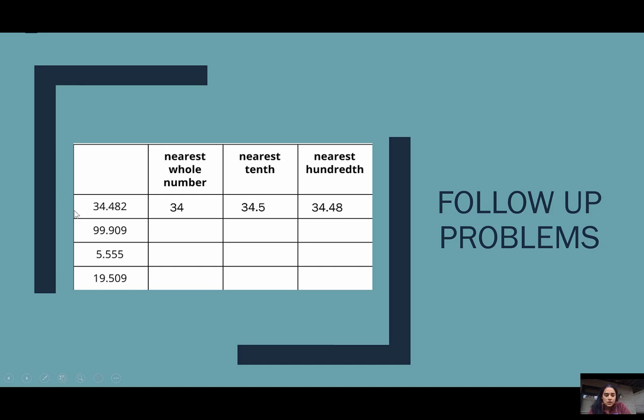Now, let's look at the next number, 99 and 909 thousandths. This number is a little bit tricky. I'm actually going to start with the tenths place here and come back to the nearest whole. So if I'm looking in the tenths place, I see there's a 9. I'm going to look next door. I see there's a 0. A 0 isn't going to change the value of that 9, so it's going to stay at 9. So if I round that number to the nearest tenths place, I get 99 and 9 tenths.